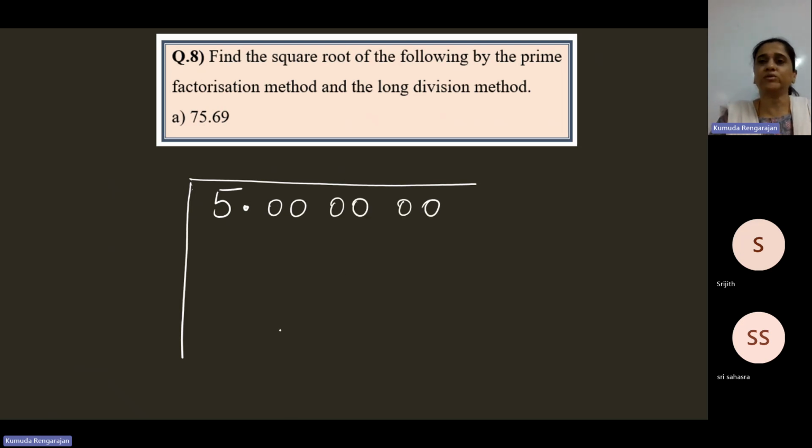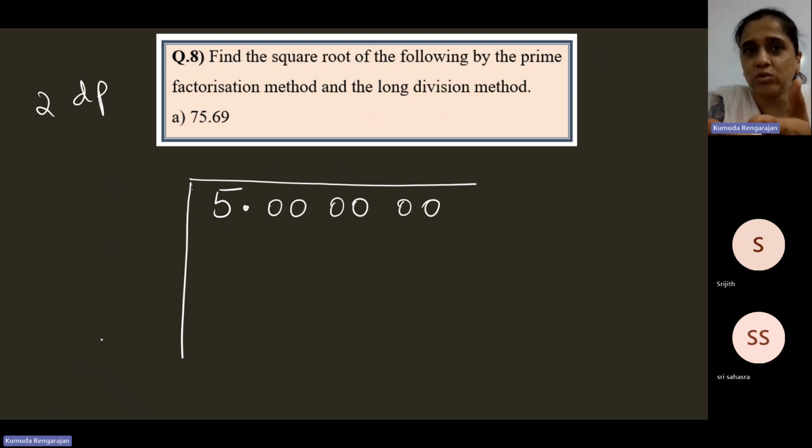5.000000. Now, supposing they say find the square root of 5 up to 2 decimal places, then you should have 3 pairs of zeros. The question will be find the square root of 5 correct to 2 decimal places. If you're asked, see, 5 is not a perfect square. So the question will be find the square root of 5 correct to 2 decimal places or 3 decimal places or 4 decimal places, whatever.